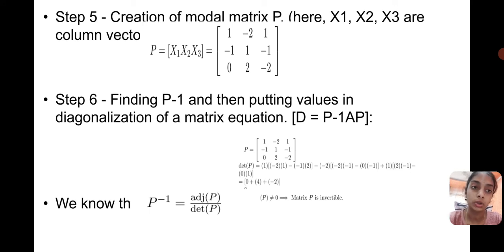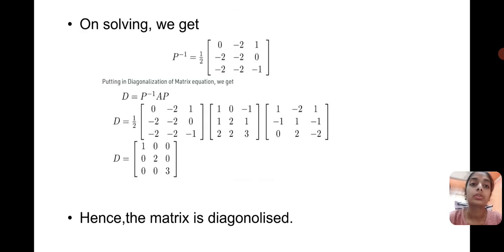Det of P is not equal to 0, so the matrix is invertible. We know that P inverse is equal to adjoint P divided by det P. On solving we get P inverse is equal to 1 by 2 times the resulting matrix. Putting into the diagonalization formula, we get D is equal to P inverse AP. D is equal to 1 by 2 into 2 0 0, 0 4 0, 0 0 6. So D is equal to 1 0 0, 0 2 0, 0 0 3. Hence the matrix is diagonalized.